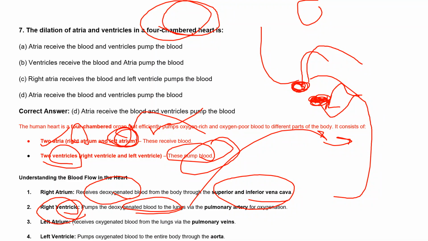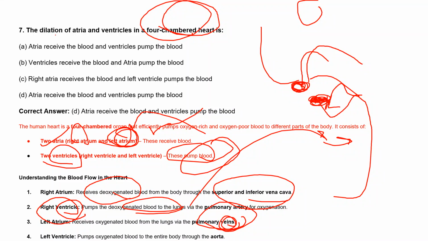And then the left atrium receives the oxygenated blood from the lungs by the pulmonary veins. Here there is a contradiction: we know that veins usually carry deoxygenated blood, but when it comes to the lungs, the pulmonary veins always carry oxygenated blood, and the pulmonary artery carries deoxygenated blood. So the left atrium receives oxygenated blood from the lungs with the help of the pulmonary veins, and the left ventricle pumps the oxygenated blood to the entire body through the aorta.